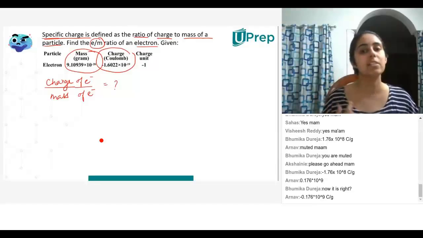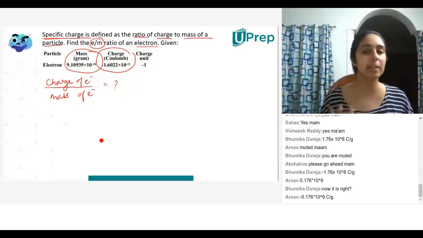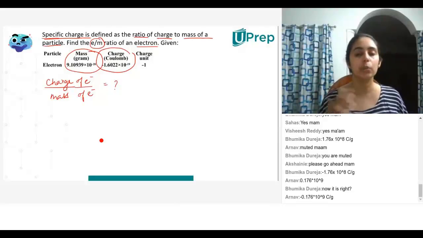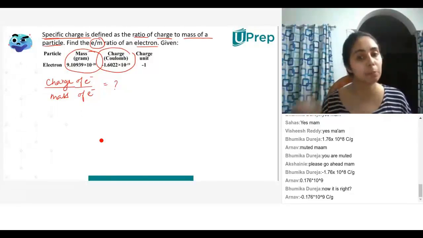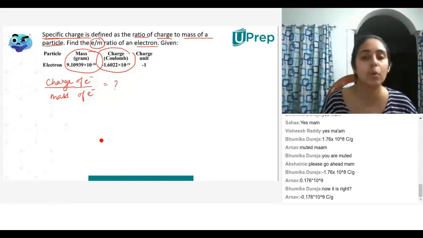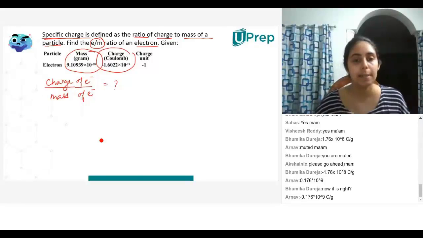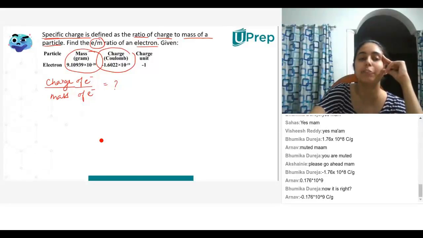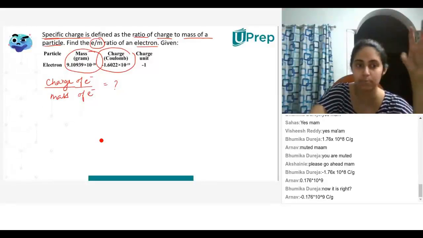So that is why, if the question says find out the specific charge of an electron, you will do charge divided by mass. If they say find the specific charge of a proton, you will do charge divided by mass of a proton. So that is what E by M ratio means. Is there anybody who wants me to solve this? So I'm going to proceed to the next slide. If you want me to wait, just type a message, or if you want me to solve, also type a message in the chat box and I will do it.